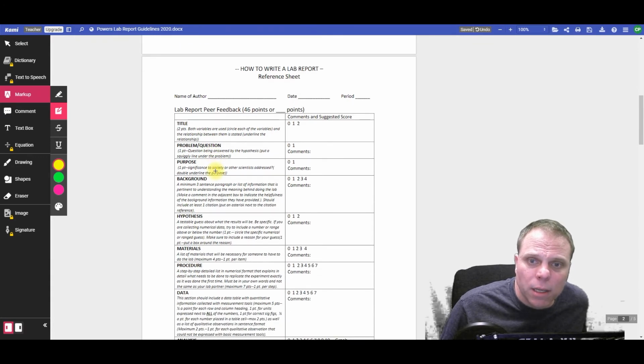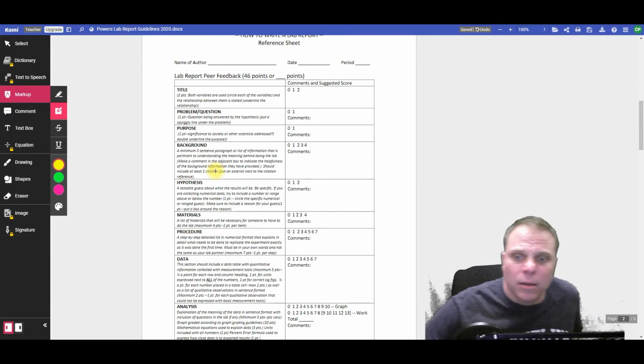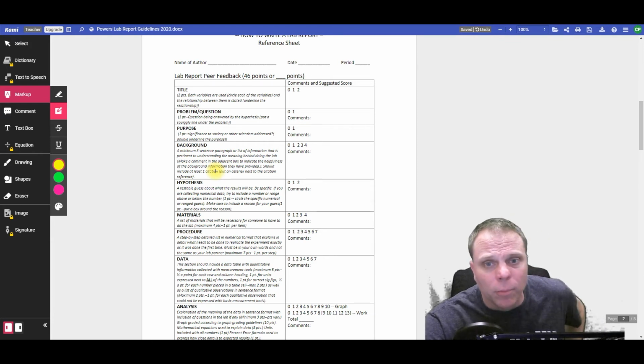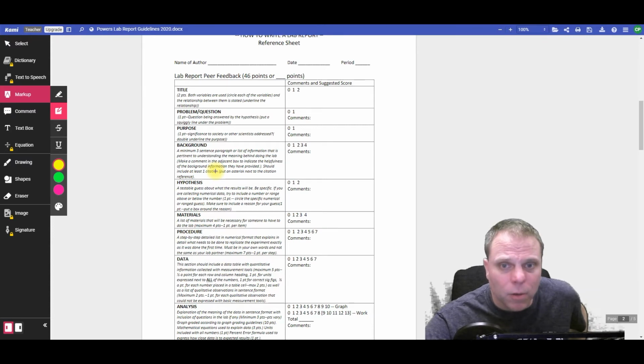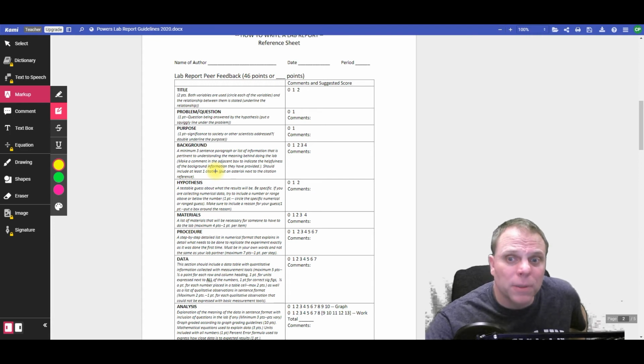This is a rubric that you would use, a peer feedback rubric. You can see we have the things that we were looking for: title, problem or question. Each of these has a value for points. Purpose. And again, there's a difference between problem and purpose. Problem is the question being answered by your hypothesis. The purpose is, why is this significant to society at large? Why are scientists addressing this?